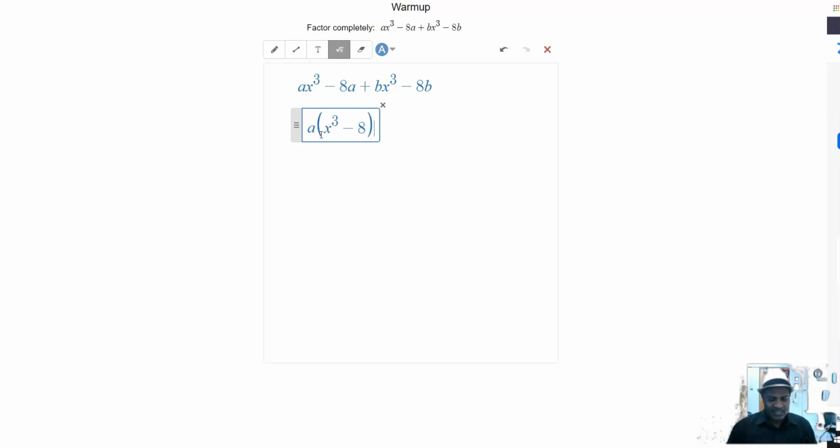Okay, let's look at the next two terms, bx cubed minus 8b. You see they both have a b in them. So I'm going to put a plus, and I'm going to take the b out, and there's an x cubed left, and there's a minus 8.